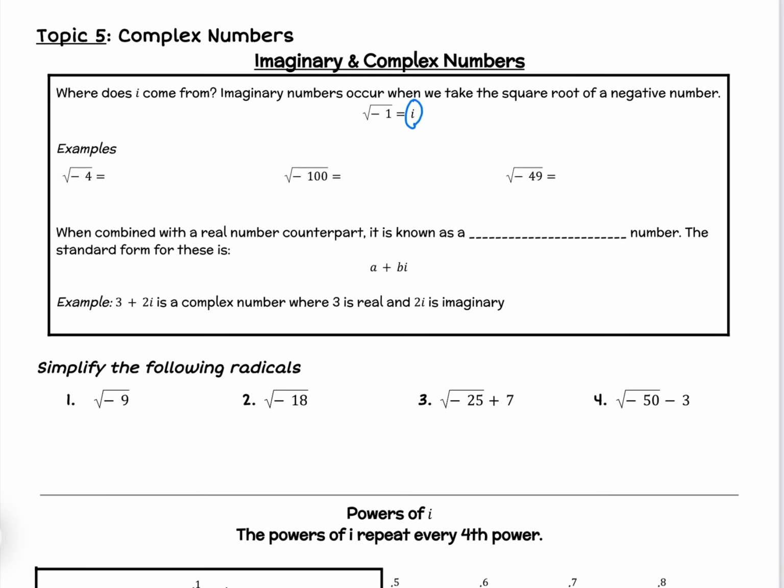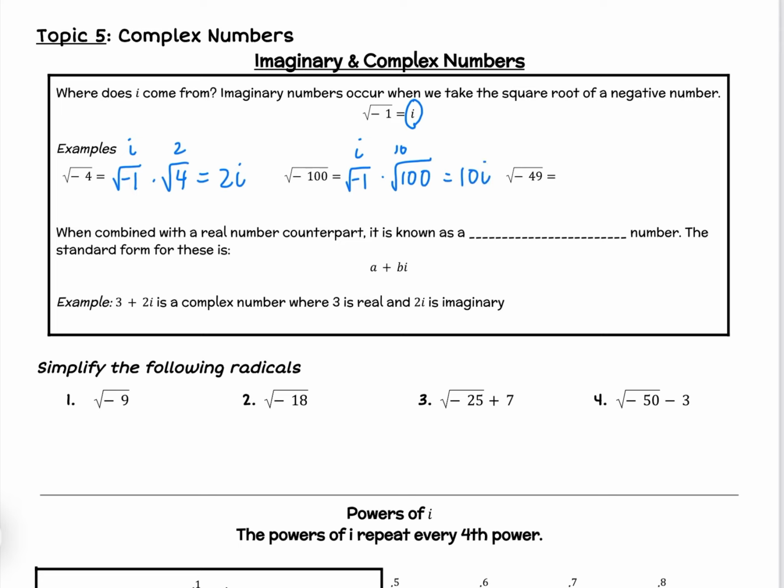For our examples, we know that 4 is a perfect square, so we can break this up so that we have the square root of negative 1 times the square root of 4. That's going to give us i and 2, so we would just have 2i. Whenever you see a negative, it's best to just break that negative 1 away and keep the other radical positive. We know the square root of 100 is 10, and the square root of negative 1 is i, so our answer would be 10i.